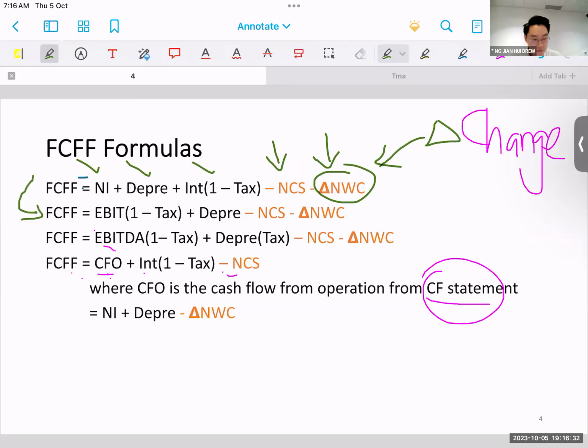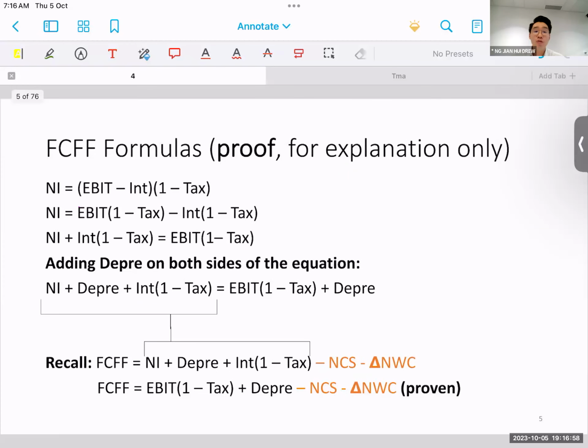How we get the formulation from net income to EBIT. I received a few questions asking, how come there is interest here, and why is it minus tax? How come here depreciation you must multiply by tax, but this one you don't have to multiply by tax? There are so many questions about how the formulas look so inconsistent. Which is why I added this slide to show you the proof that they actually make sense if you slowly derive it.